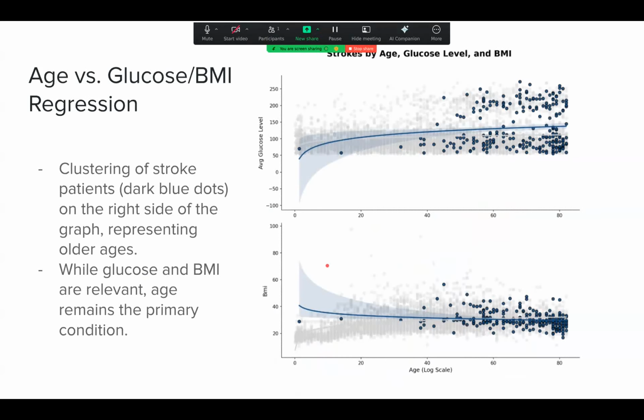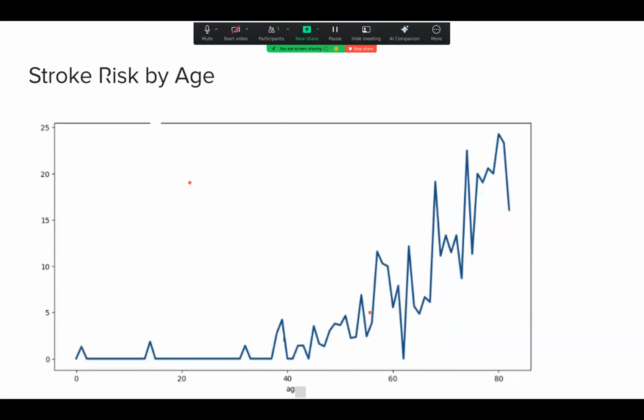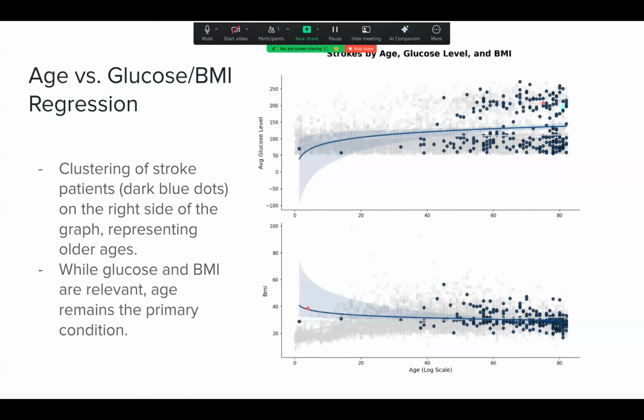Last, I wanted to show the relationship between age and the glucose and BMI regression. As a summary, you can see these two graphs. The cluster of stroke patients, these dark blue dots on the right side, represent the older ages, which also have above average glucose levels. At the same time, people who are older, like 80, have a BMI above the average value, which represents this relationship between these parameters.